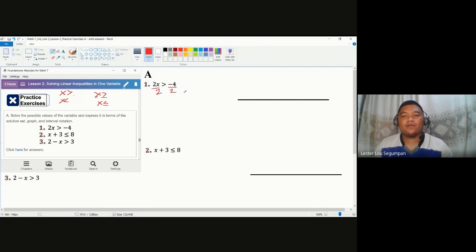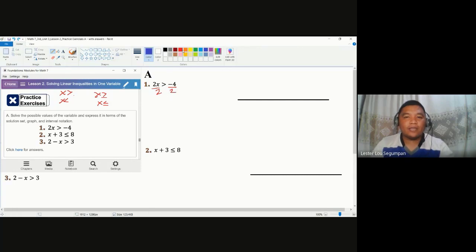If we have properties of equality when we talk about linear equations in one variable, we also have properties of inequality. And the properties of inequality are more or less similar to the properties of equations. But the only change is when we divide or multiply both sides by a negative number. In this case, our divisor is a positive value. Even if our numerator here is negative, it will not really affect the inequality sign because our denominator, or our divisor, is a positive value.